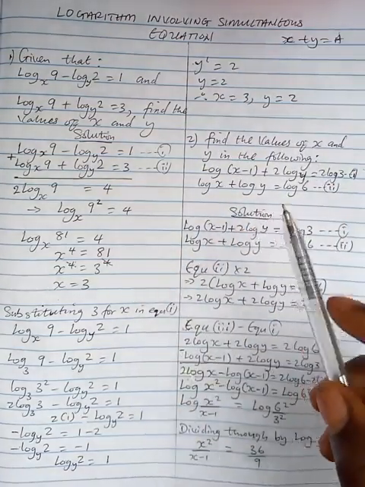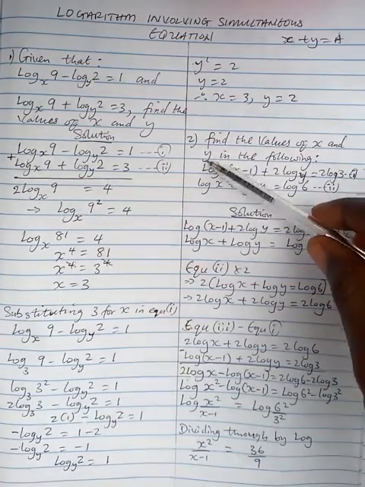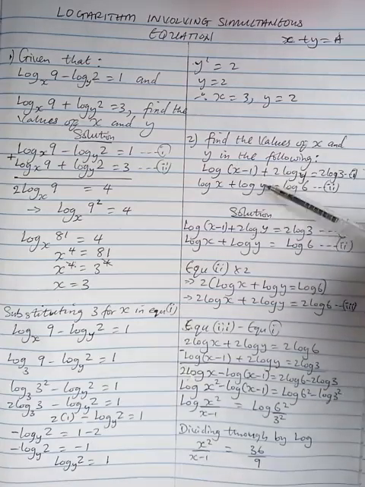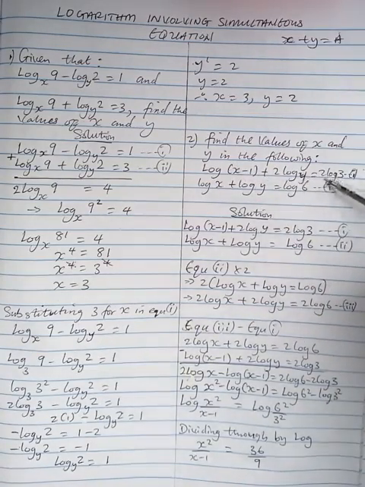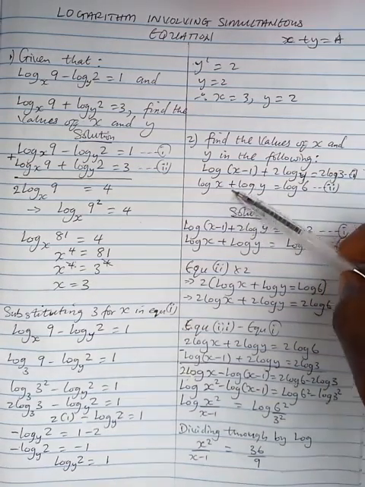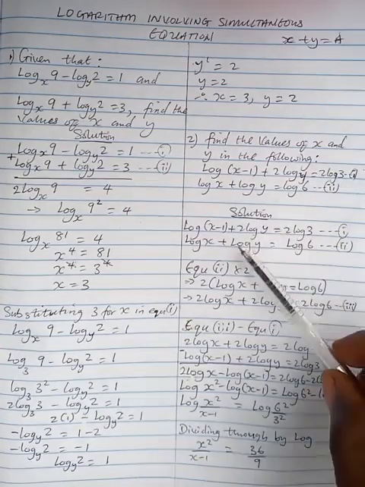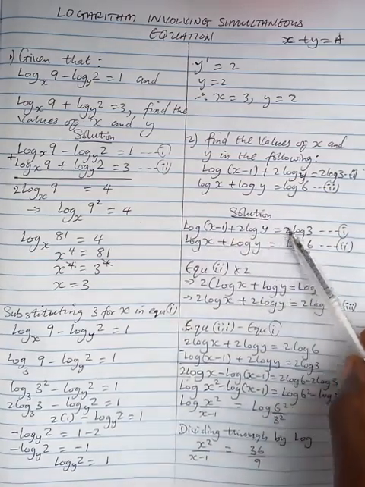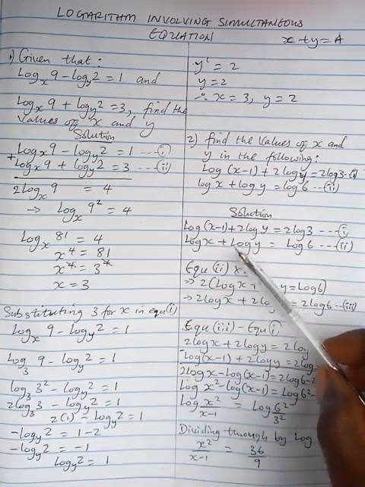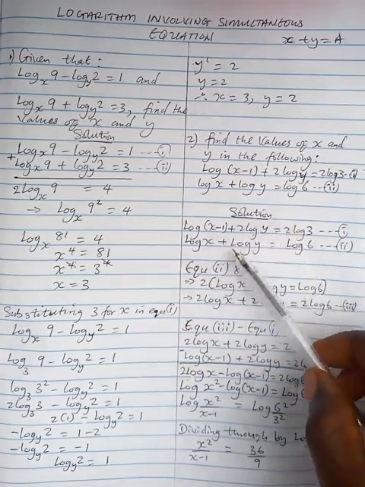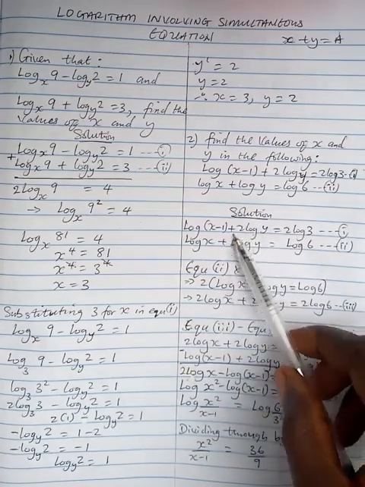Now the next thing we should deal with here is question number 2, which is find the values of x and y in the following. Now we have log x minus y plus 2 log y equals 2 log 3. This is equation 1. We say log x plus log y equals log 6, which is equation 2. Now solution. Having equation 1 and equation 2, at this point we look for a way to remove one of them. We are still trying to use the elimination method.